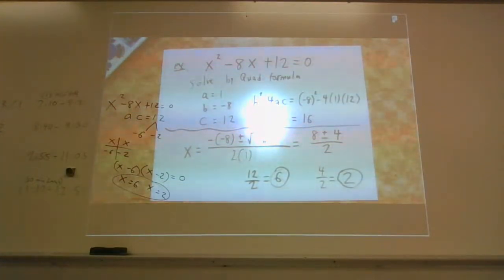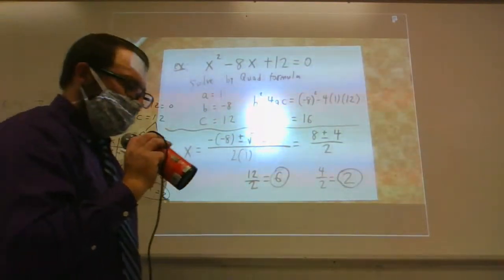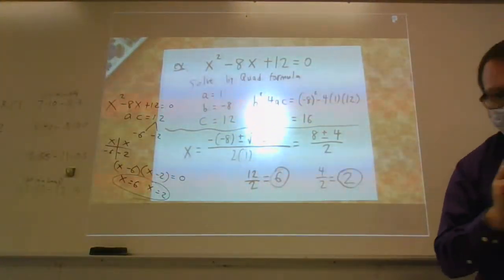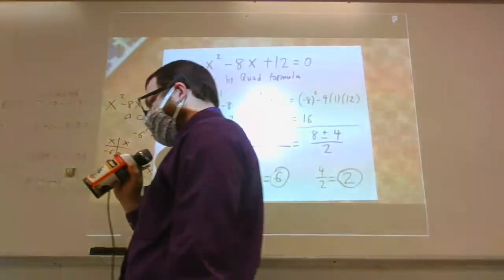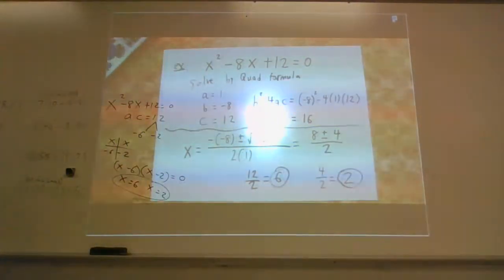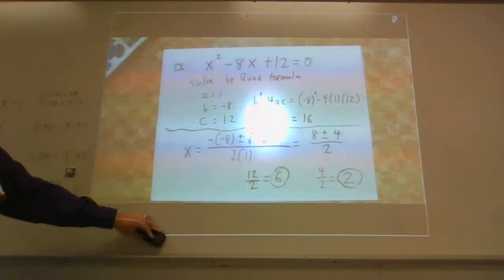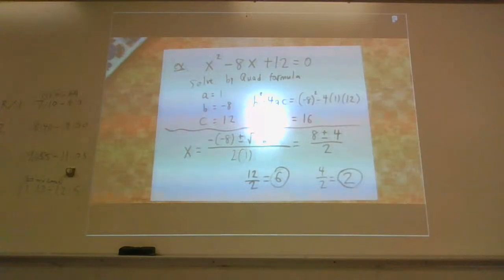But I bring you back to the star statement that I made. If factoring is not going to work, if you can't solve by factoring, you have to do the quad formula. The quad formula will always work, regardless of whether it gives you nice answers or not.